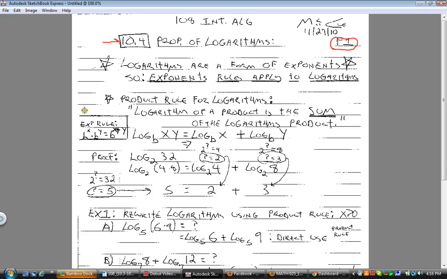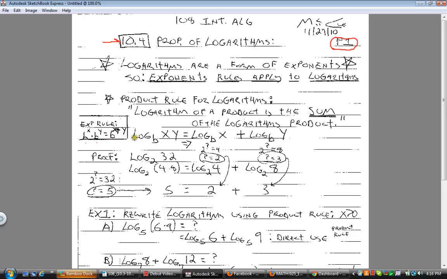Over here in this box I've got the exponent rule that when you multiply by the same base you add the exponents. And how would that apply here in our case of logarithms? The first rule we're going to work on is the product rule of logarithms. It says that the logarithm of a product is the sum of the logarithms.